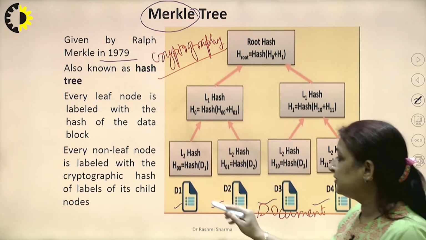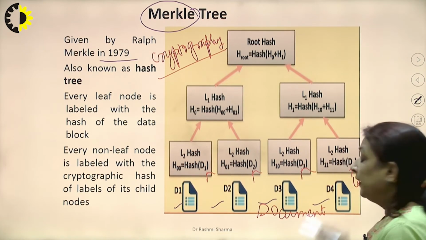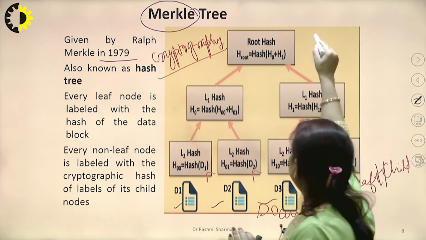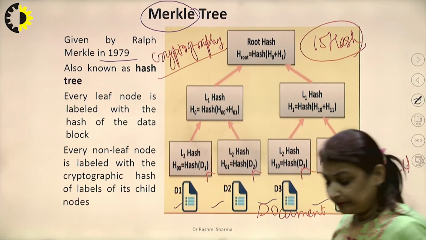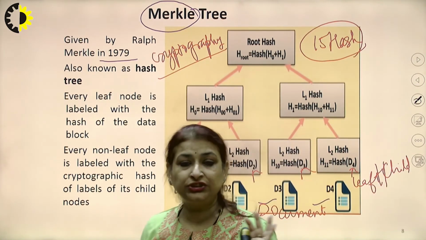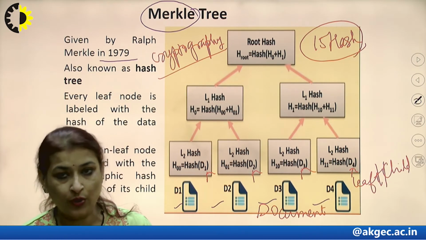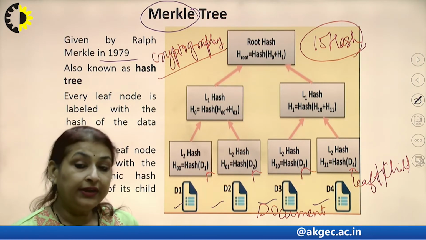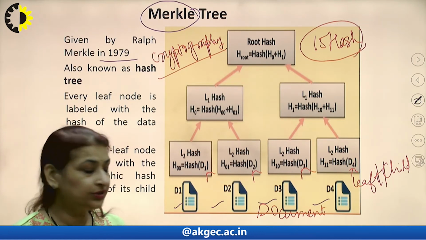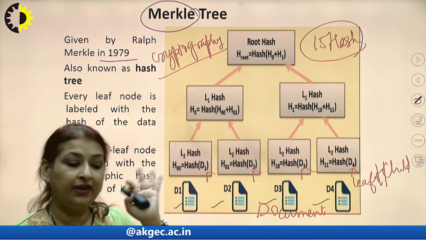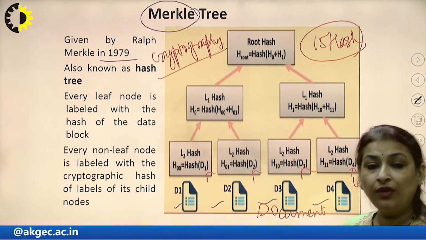So see these documents D1, D2, D3, D4. Assume I have 15 different hash functions. I can use the same hash function to hash all these 4 documents, or I can use different hash functions. We can have heterogeneous hashing or homogeneous hashing. For homogeneous, we use the same hashing function, like I used in the last example, SHA256 for all of them, or we can have different ones.